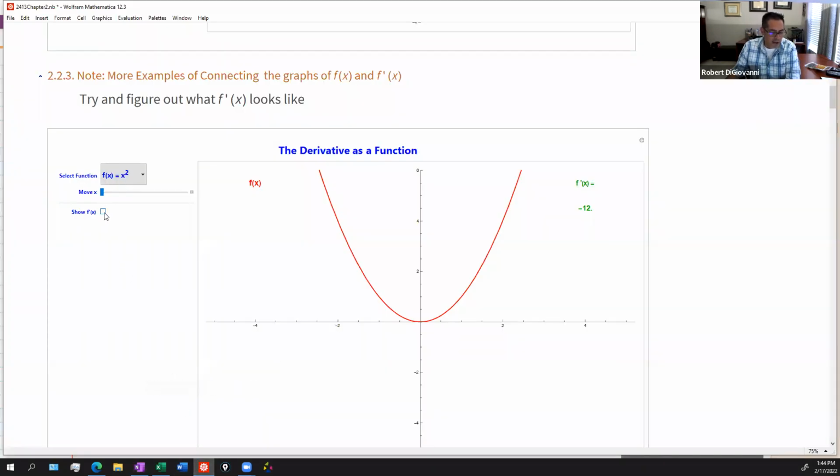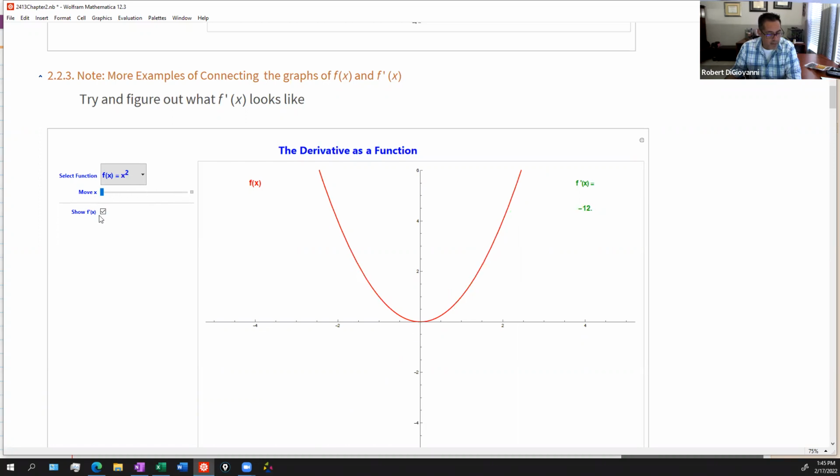Now I have the computer, I can show you the computer do it. This is the actual derivative. This is what it looks like. It actually turns out to be a line. For a parabola, you're going to get a line, but we'll save that for another day.